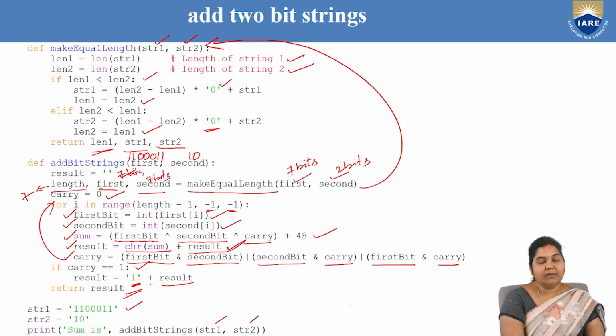So this is the way we are adding 2 bit strings using the XOR operator, the bitwise AND operator, and the OR operator. These 2 formulas you have to apply to add the 2 bit strings. There are multiple ways to add 2 strings, and this is one of the simplest approaches.